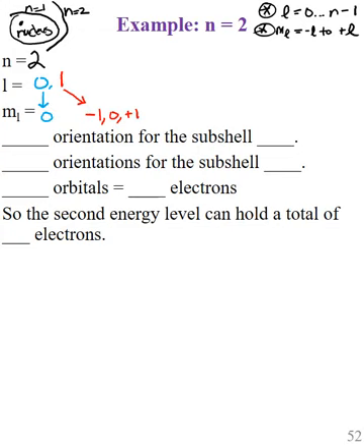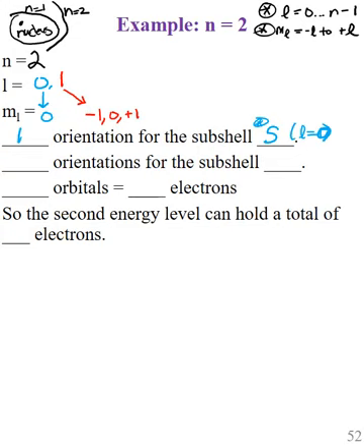Okay, so for what I have in blue, I only have one value that M sub L can have. So I can only have one orientation for this subshell. If L equals 0, what is that subshell? It will be an S subshell. And the reason why is because L equals 0, my bad. So again, this is one of those that you have to memorize.